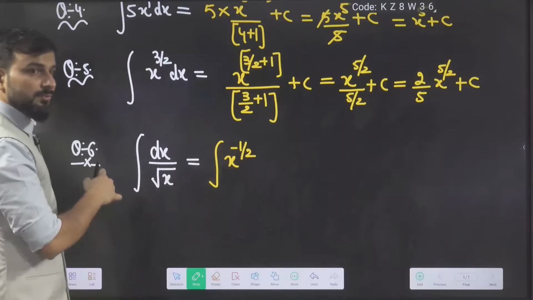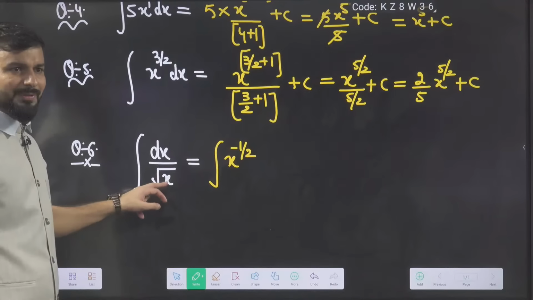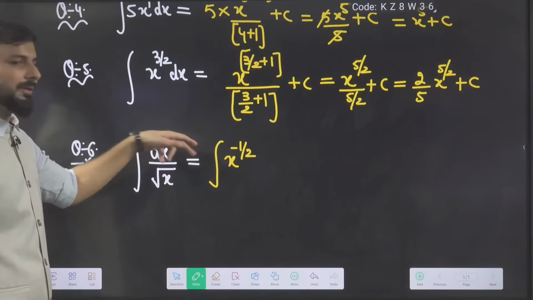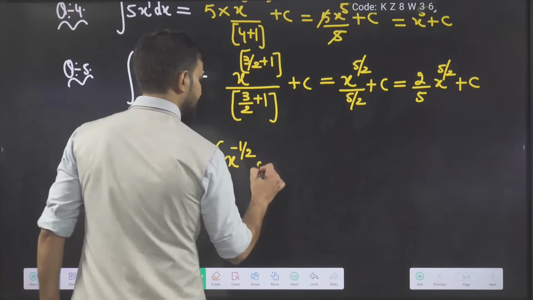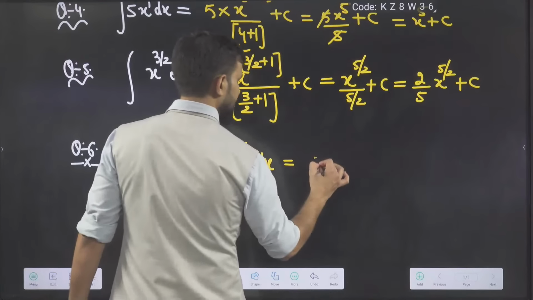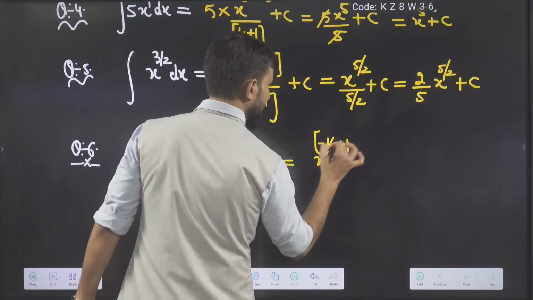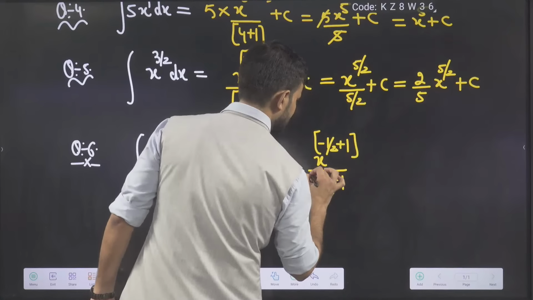I hope we have done this in the differentiation also. So here it is root x. Root means x power 1 by 2. It will go up. It will become x power minus 1 by 2 dx. So what is the answer you will get? Khatam. X power minus 1 by 2 plus 1 divided by minus 1 by 2 plus 1, right?